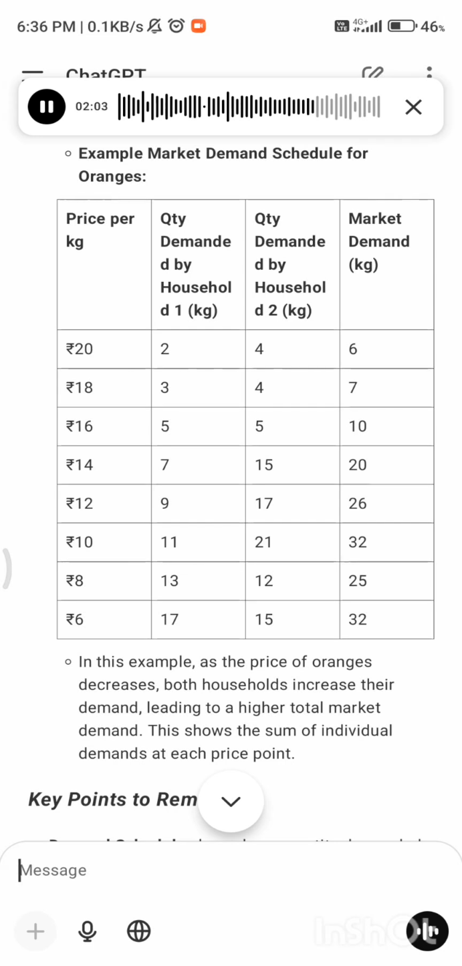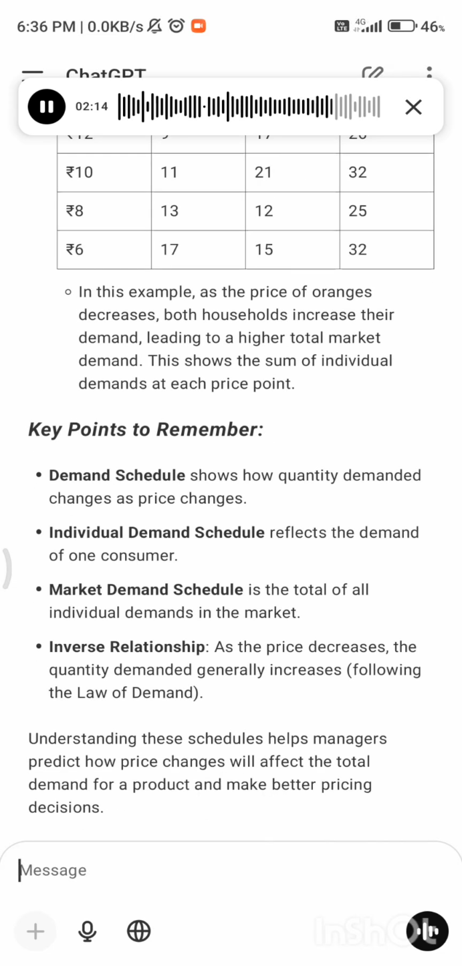In this example, as the price of oranges decreases, both households increase their demand, leading to a higher total market demand. This shows the sum of individual demands at each price point. Here are key points to remember.